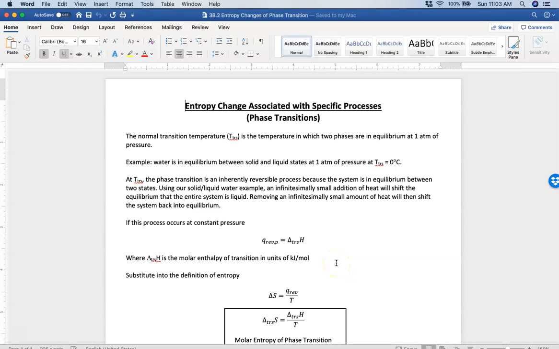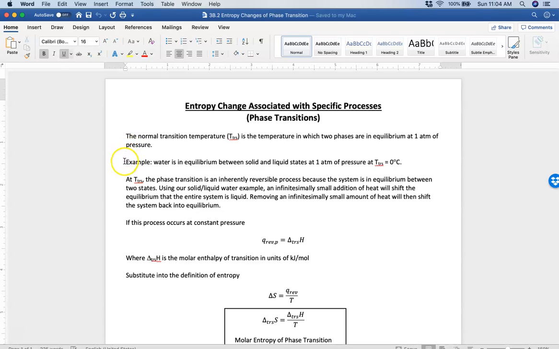This lecture is going to be on the second part of Focus 3B, which deals with entropy changes of specific processes. And what we'll be looking at now are phase transitions. So a phase transition is, for example, water going from a solid to a liquid, or from a liquid to a vapor. Right? So the normal transition temperature, T_trs, is going to be the temperature at which the two phases are in equilibrium at 1 atmosphere of pressure.